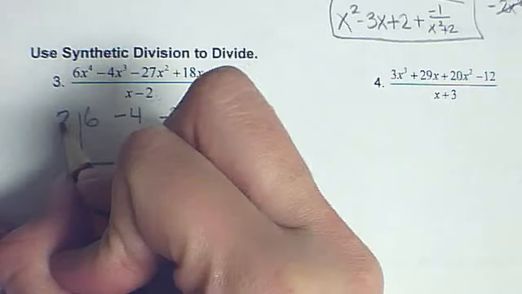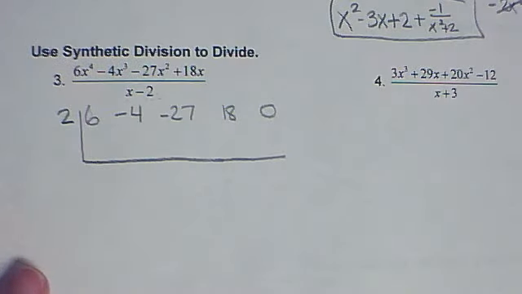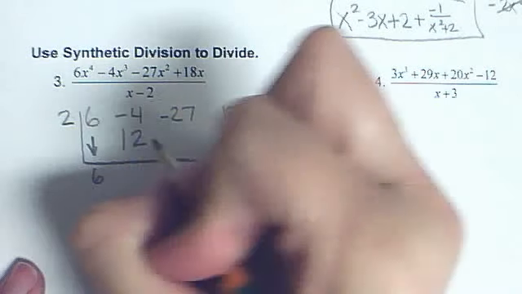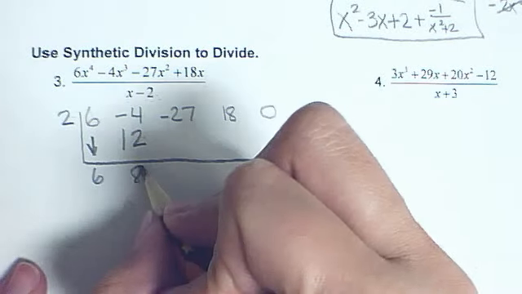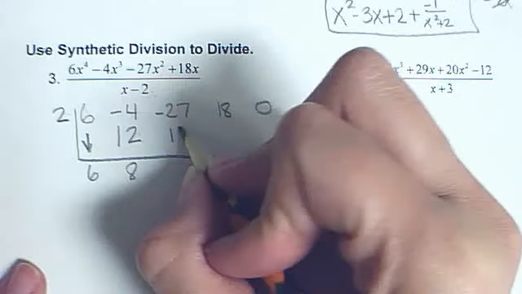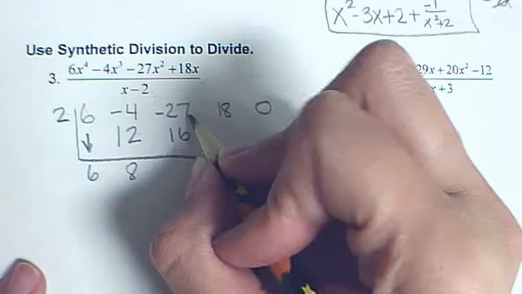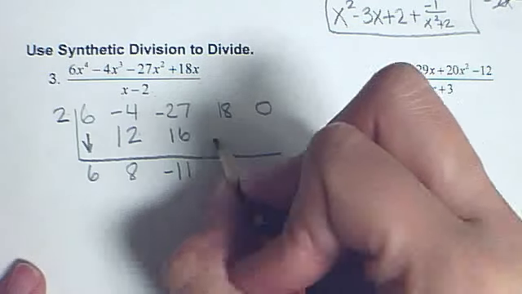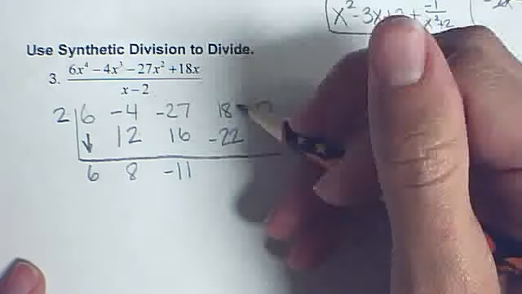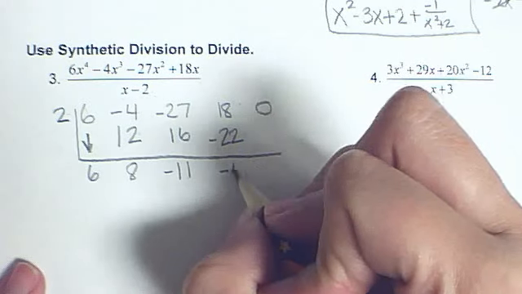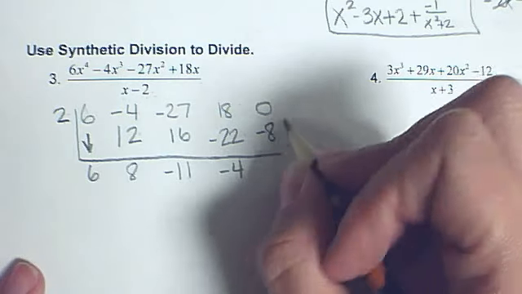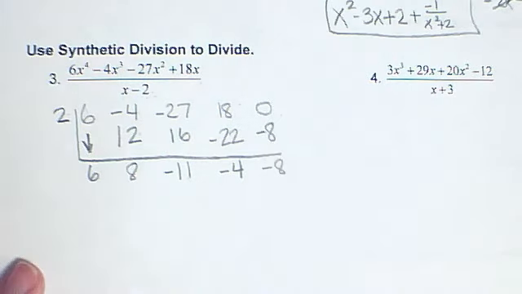My k flips the sign, so I have 2 on the outside. And then I'm going to pull down my 6. Pull down the 6, and 6 times 2 is 12. 12 plus negative 4 is 8. 8 times 2 is 16. 16 plus negative 27 is negative 11. Negative 11 times 2 is negative 22. 18 plus negative 22 is negative 4. And negative 4 times 2 is negative 8. And 0 plus negative 8 is negative 8.